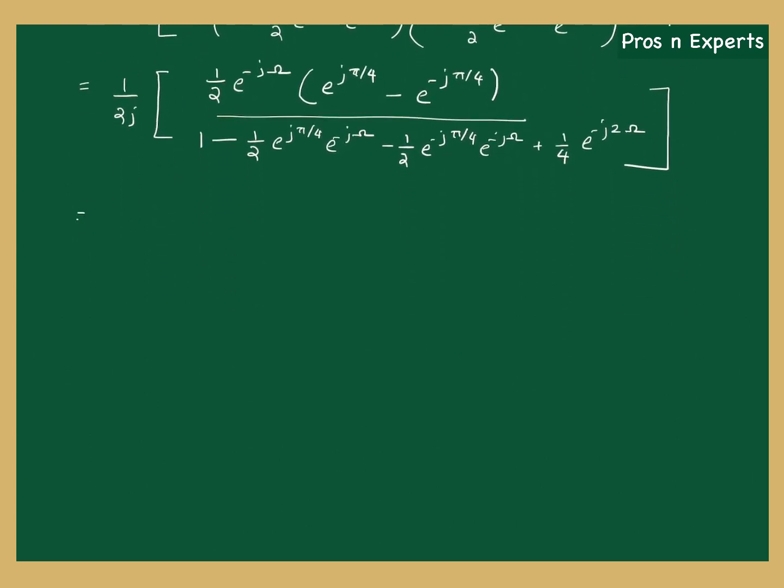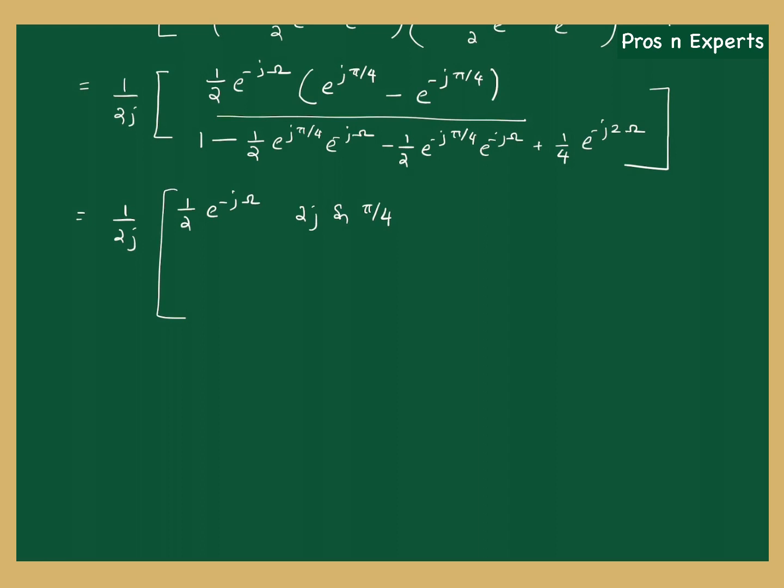Now this is equal to 1 by 2j into 1 by 2 e raised to minus j omega into what is e raised to j pi by 4 minus e raised to minus j pi by 4? It is actually sine, right? E raised to j pi by 4 minus e raised to minus j pi by 4 is sine. And it is not just sine, it is 2j sine pi by 4. You know the reason, right? Do I need to refresh that?